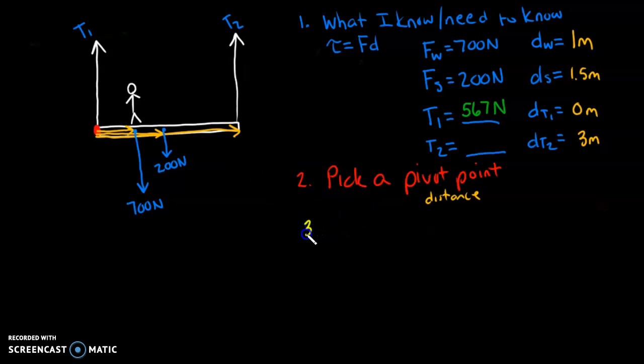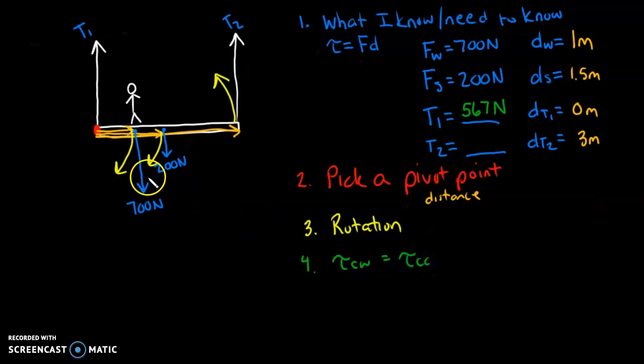So step 3, rotation. If I'm pivoting here, this is going to act in that direction, this one will act in this direction, and T2 would be pulling it up in that direction. So again, my torque clockwise has to equal my torque counterclockwise. Torque clockwise, the direction the clock is going, is the torque of the washer plus the torque of the scaffolding. And the torque counterclockwise is now just the torque of T2.